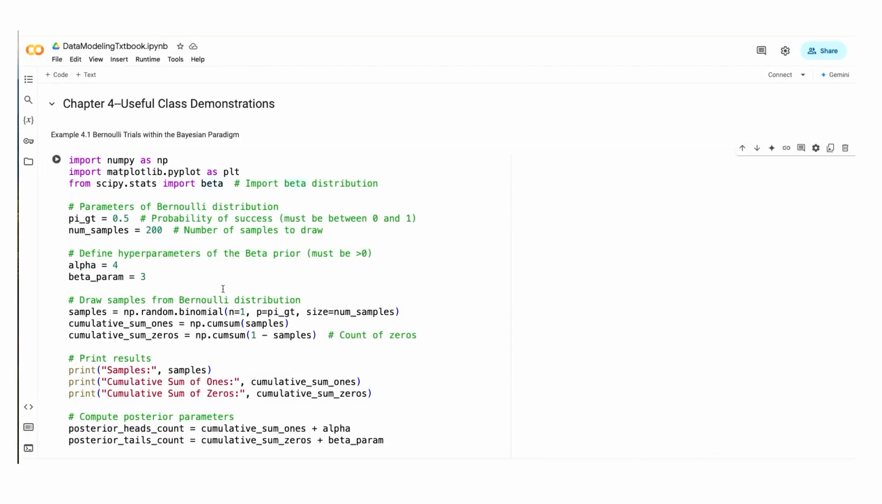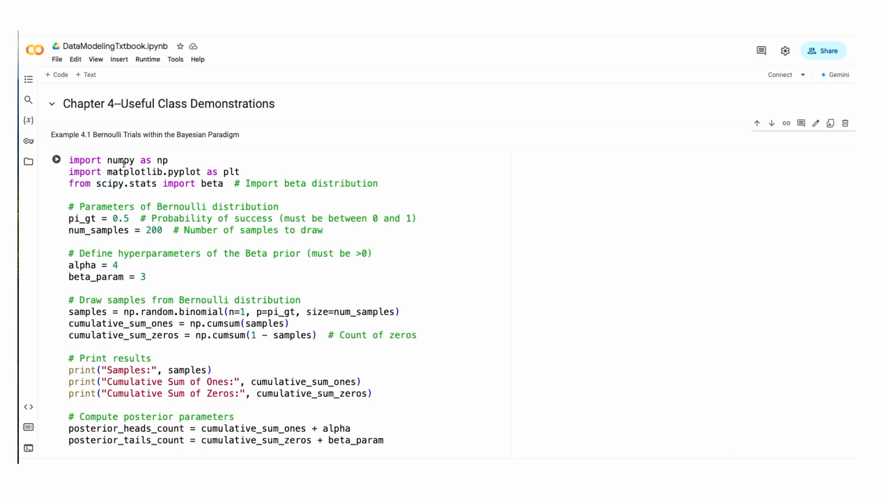Hi everyone. So this is the computational demonstration for the Bayesian methods that we've just been talking about. The first demonstration is really example 4.1, which is the coin flip, the Bernoulli trials. And the idea here is to show how the posterior changes as a function of the number of data points considered.